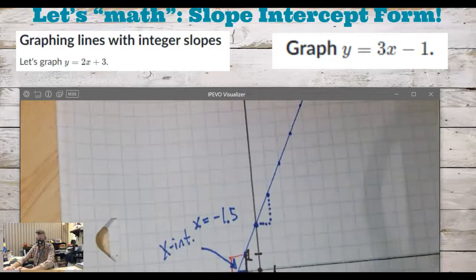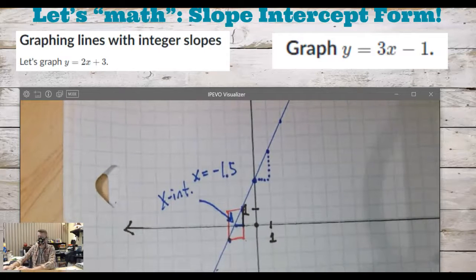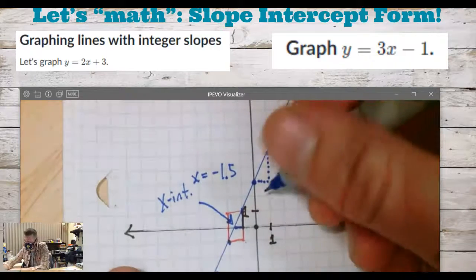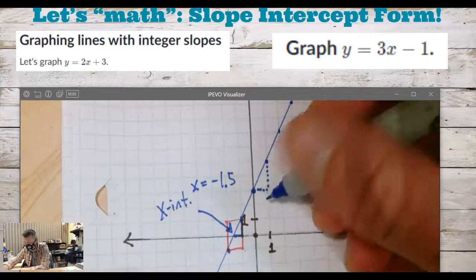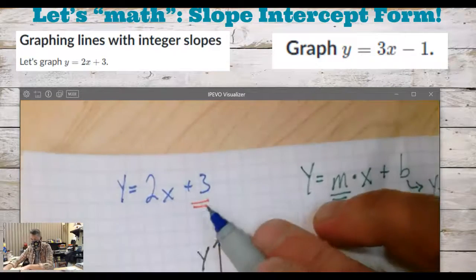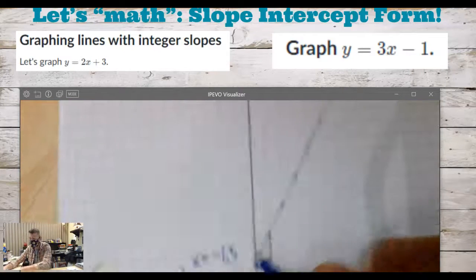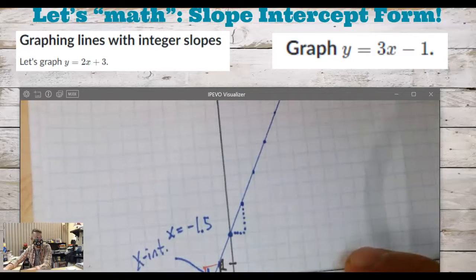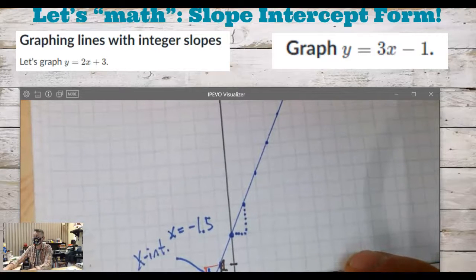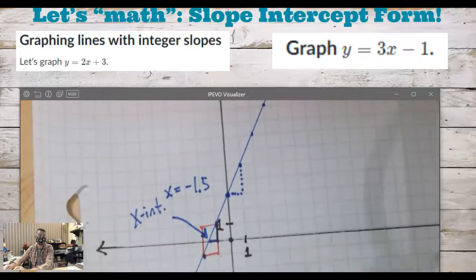All right. Does this make sense? We knew our y-intercept was 3 just because the equation tells us, but now we know our x-intercept is negative 1.5. Cool? I feel like I'm losing some of us. On your own, graph 3x minus 1.